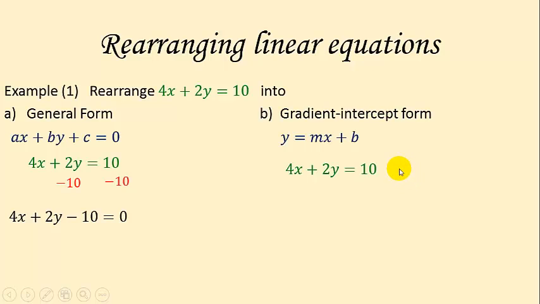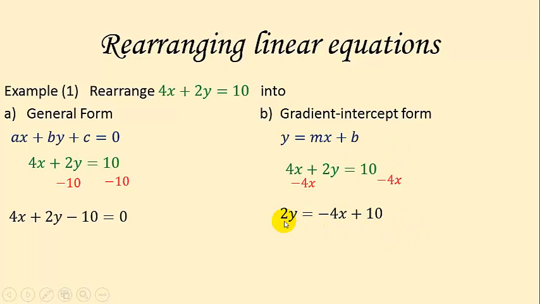So let's have a look. We need to get rid of the 4x because we want y by itself. So let's subtract 4x from both sides. Okay, 4x cancels from this side. So we have plus 2y equals minus 4x plus 10. Now the reason I've written the minus 4x first is just to make sure it looks like our original equation, mx plus the constant.